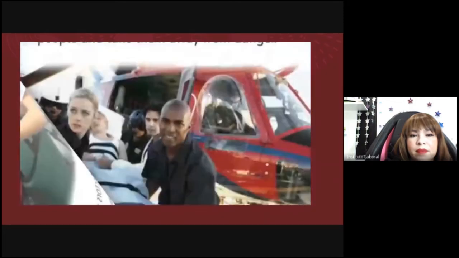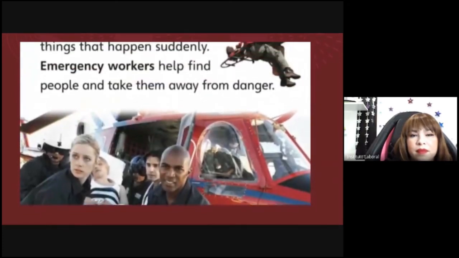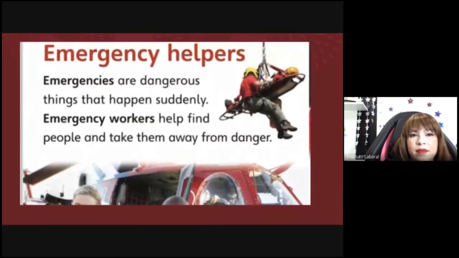Emergency helpers. Emergencies are dangerous things that happen suddenly. Emergency workers help find people and take them away from danger.